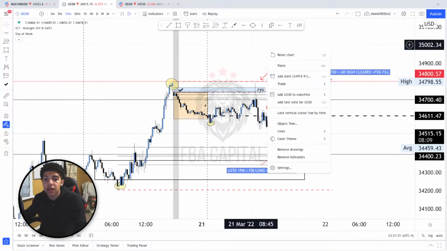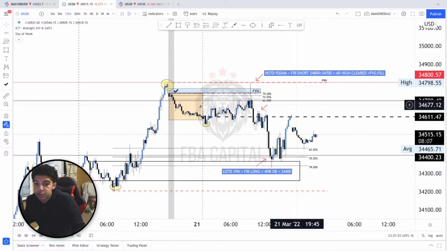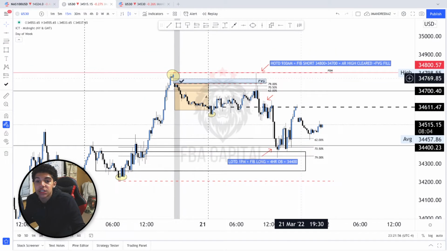So that's something I'm not going to annotate, because that's not one of the main confirmations. It just happens to be one.